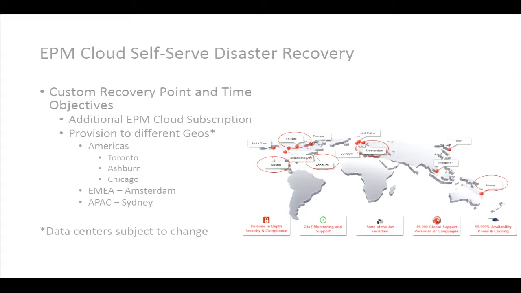Right now, EPM Cloud goes to US, which is mostly Ashburn, but there's some old stuff in Austin and some medium old stuff in Chicago, Amsterdam, Sydney. Next quarter, it's going to Canada too, Toronto. So there'll be a new data center there. These things change all the time, constantly changing.